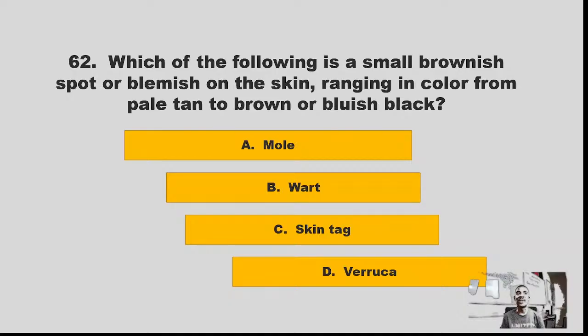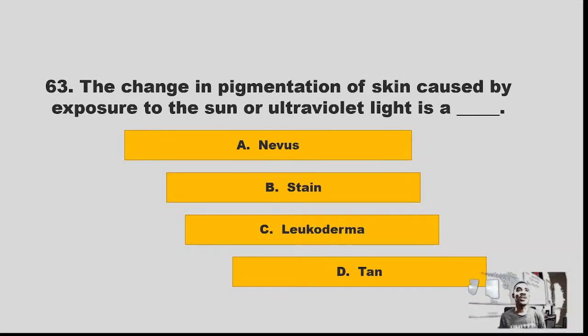All right, here we go. We've waited long enough. The correct answer is A, mole. Here, let's go to our next question. The change in pigmentation of skin caused by exposure to the sun or ultraviolet light is it a nevus, stain, leukoderma, or tan? So the change in pigmentation of skin caused by exposure to the sun or ultraviolet light is?